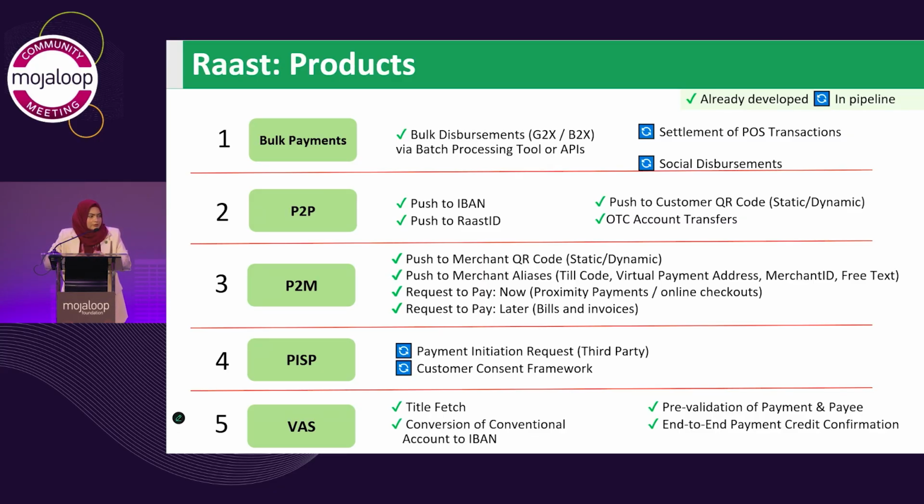Then there are value-added services. We do have a title fetch service available. You can enter any IBAN and get to know the title of that account. You can look up the alias. You can pre-validate any account. We have also implemented some private value-added services for the taxation authorities. They're very specific to the businesses, which basically are trying to pay sales taxes. So yeah, that's also available through the platform.